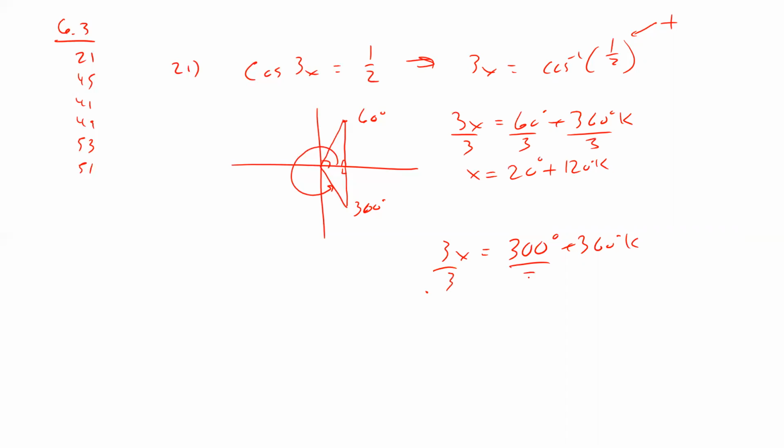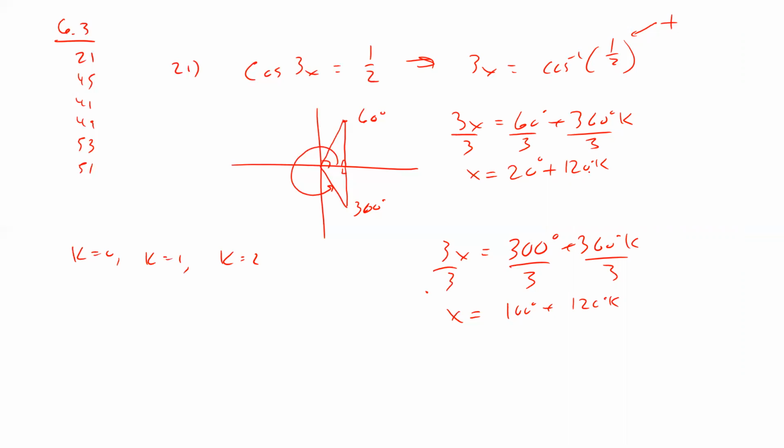And so here as well, this one worked out nice. It's 100 degrees plus 120 degrees K. And all we're going to do is just do 3 iterations of K. So I need K equal to 0, K equal to 1, K equal to 2. And I'm going to get all my answers. Does that make sense?